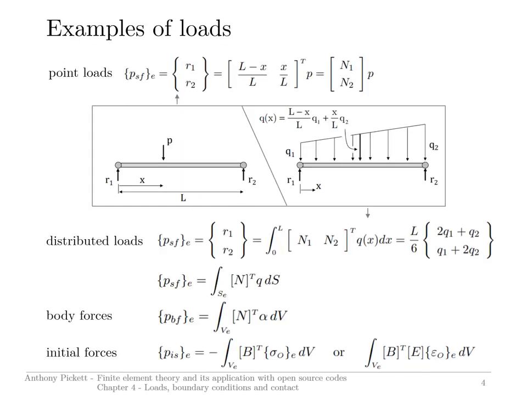So here, for example, is a simple case of a 1D element shown in the first diagram. If we have a point load located at a position x, the overall 1D element has a length L. This load will create two reaction forces, which we see here and here. We can determine these reaction forces using this set of equations, where these are the two shape functions for that particular element, and this is the applied load.